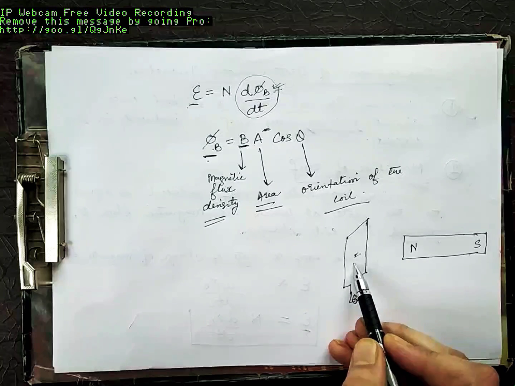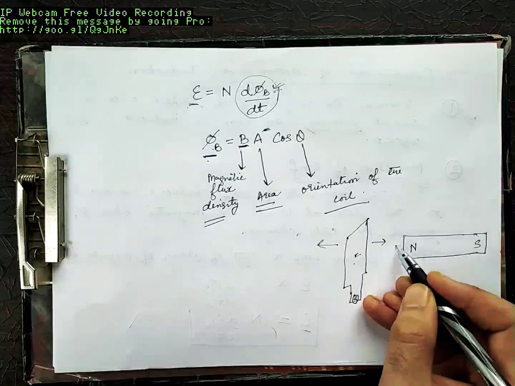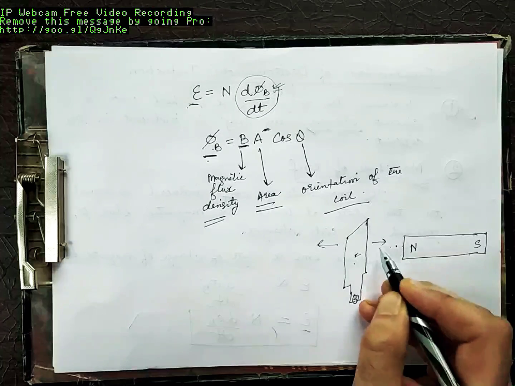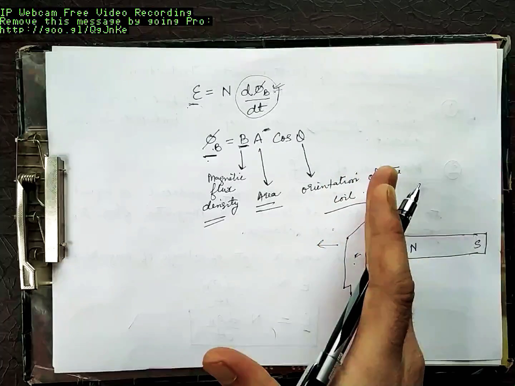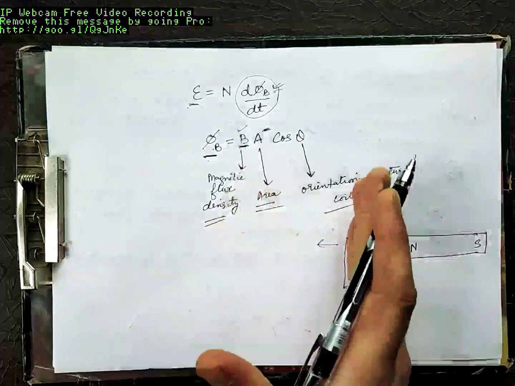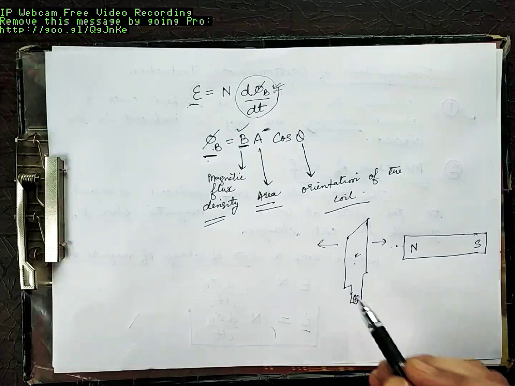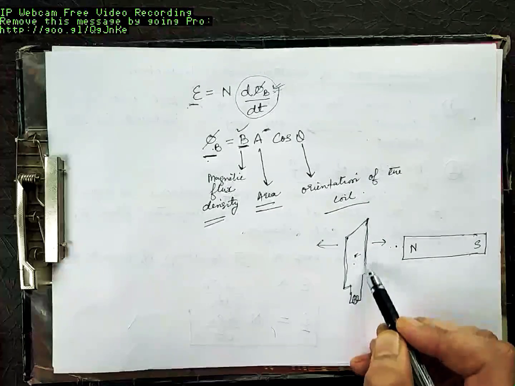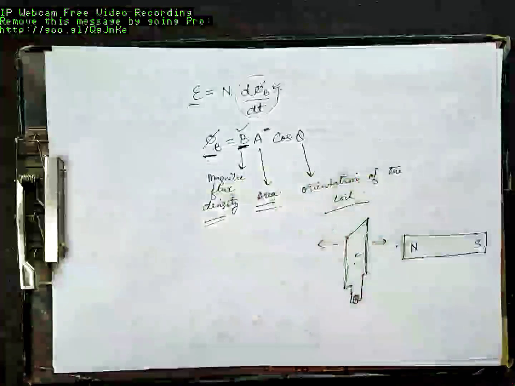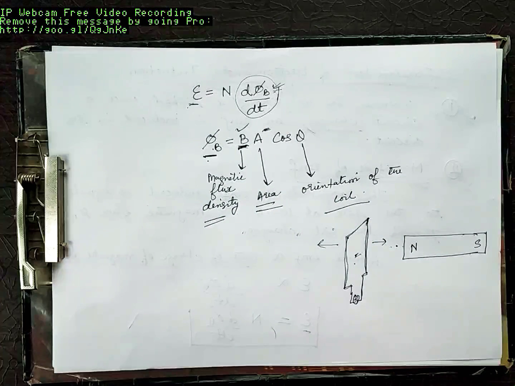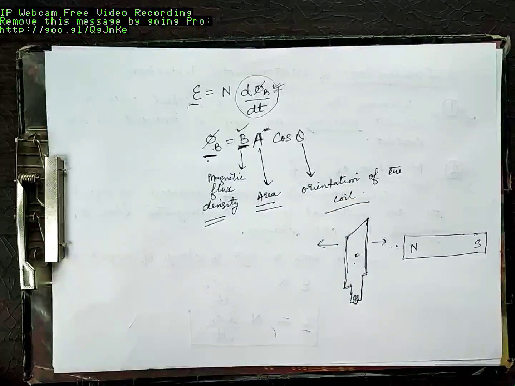By either moving this coil towards the magnet or moving it away from the magnet. We know magnetic flux density is maximum here, and it's decreasing as we go away from the North Pole. That means if you take this coil towards the North Pole, B is more. If you take this coil away from the North Pole, B is less. That means you can change the flux through this coil by changing the flux density B, by moving it either towards the magnet or away from the magnet. I won't be discussing area here, but we can change area as well. How we can change area, I'll come to that in future lectures.